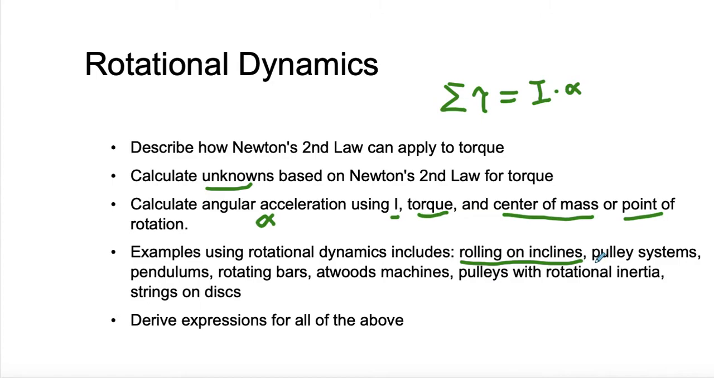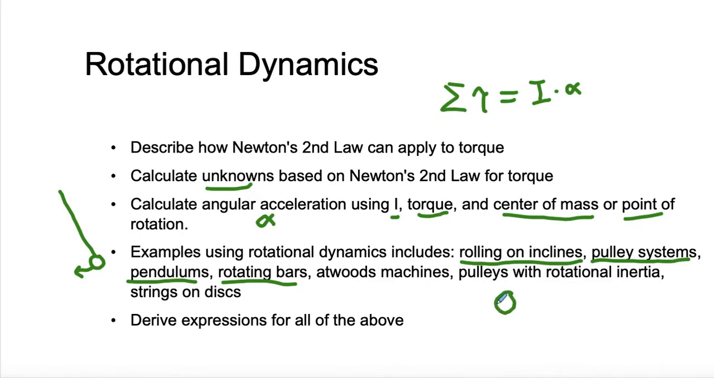You could have a pulley system that is rotating. You could have some pendulums. A pendulum is a rotating object like this, and it could have an alpha based on the torque of gravity that is pulling it. Rotating bars. So if you have just a bar that's rotating like a baseball bat type thing. An Atwood's machine, there's two Atwood's machines.